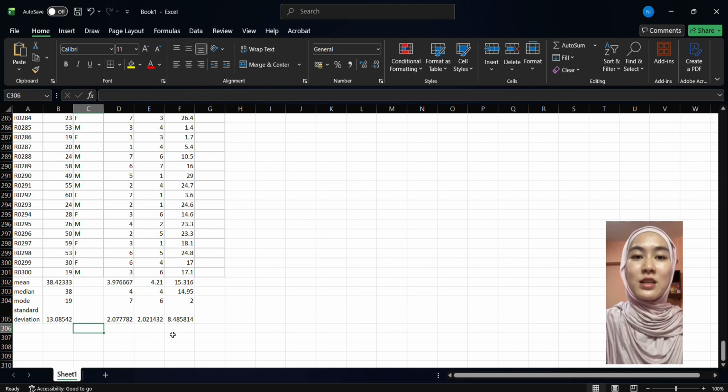Standard deviation: if the standard deviation is small, most customers give similar ratings. If large, opinions vary widely. It shows here the standard deviation is 2.077. Mean satisfaction scores are fairly consistent.